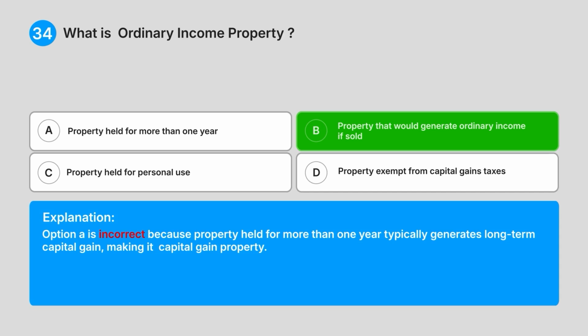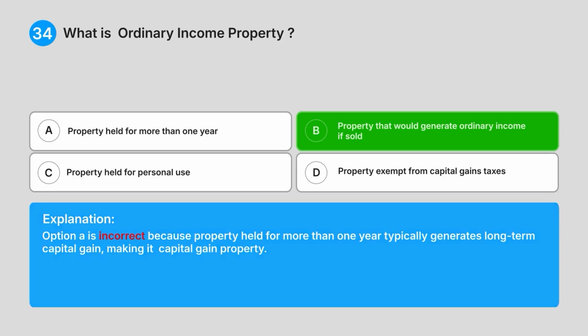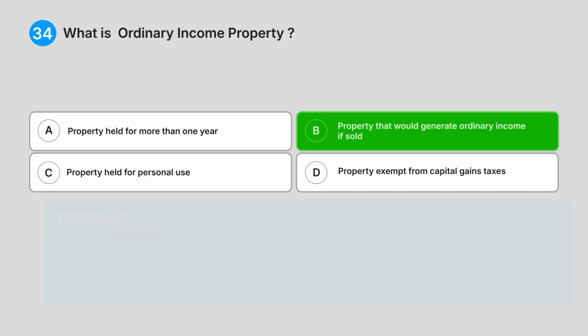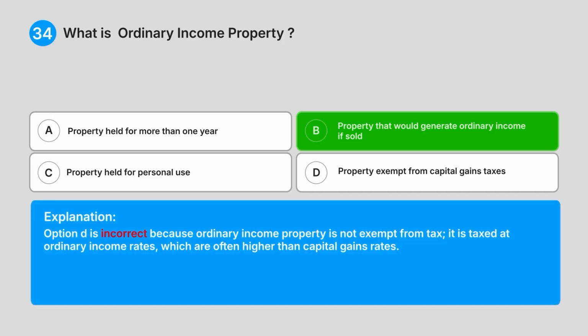Option A is incorrect because property held for more than 1 year typically generates long-term capital gain, making it capital gain property. Option C is incorrect because while the sale of personal use property can result in a capital gain, the term ordinary income property refers to a specific tax characterization. Option D is incorrect because ordinary income property is not exempt from tax. It is taxed at ordinary income rates, which are often higher than capital gains rates.